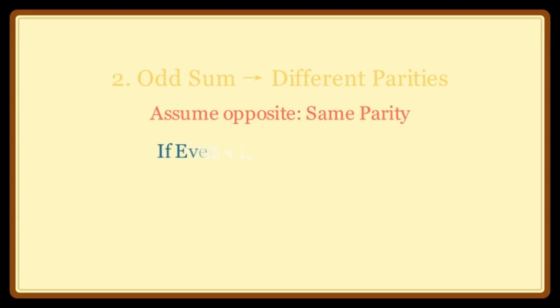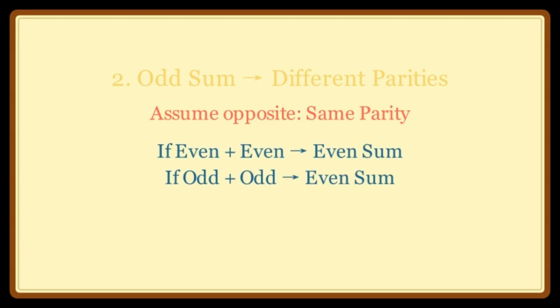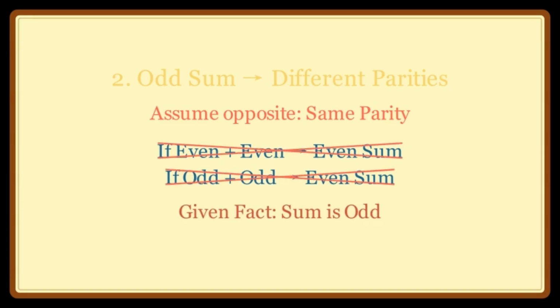What about the vice versa addition rule for an odd sum? If the sum is odd, the numbers must have different parities. Let us imagine they actually had the same parity. If they were both even, our earlier proof showed their sum would be even. If they were both odd, our earlier proof showed their sum would also be even. In both of those scenarios, we get an even sum, which directly contradicts our starting fact that the sum is odd. Therefore, it is impossible for them to have the same parity.